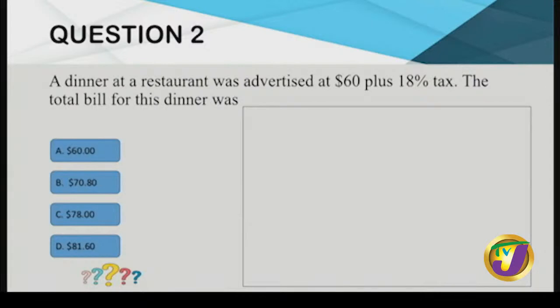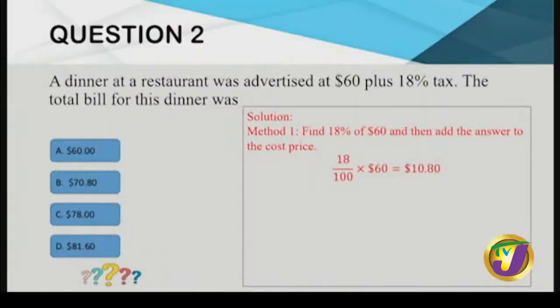So we have 2 methods for you. So method 1, we're basically finding 18% of the price that we're given, and then we're going to add what this increase amount is going to be. So we're going to be adding it to the $60. So the tax would be added to the cost of the dinner. So 18% of $60 would give us $10.80. So this is the tax that we're going to be adding to our original cost price for the dinner. And that would give us the total bill for the dinner of $70.80.